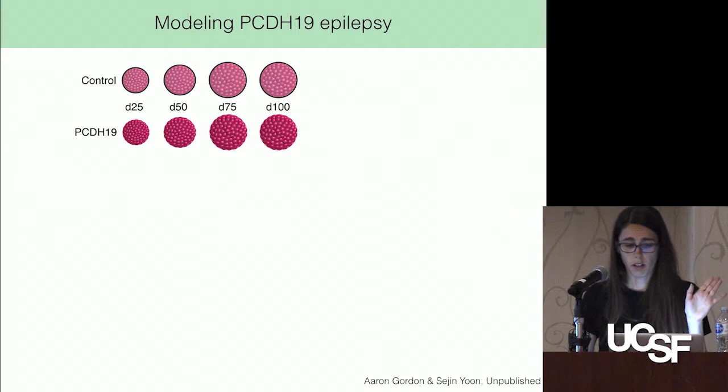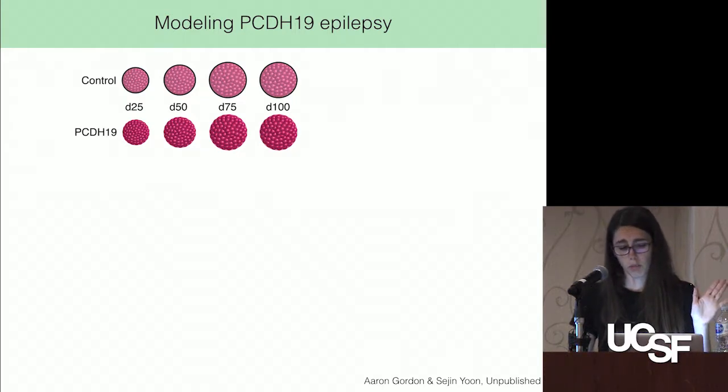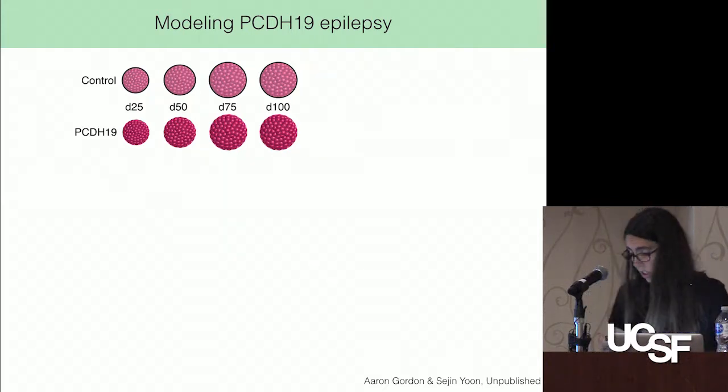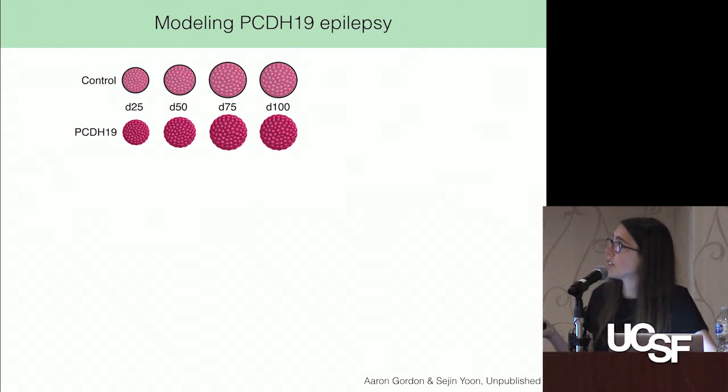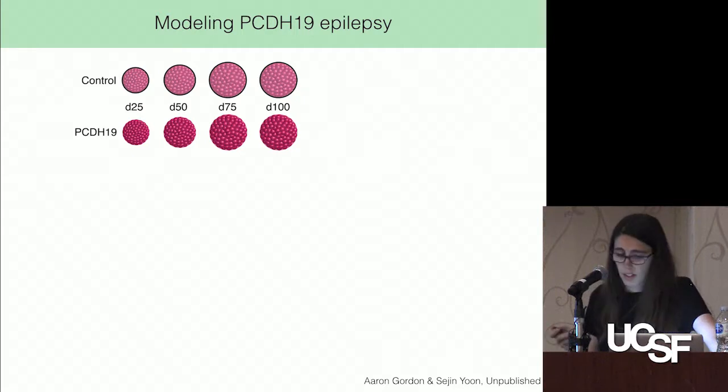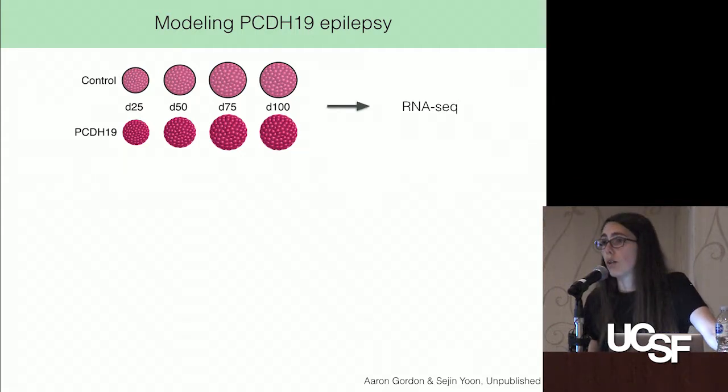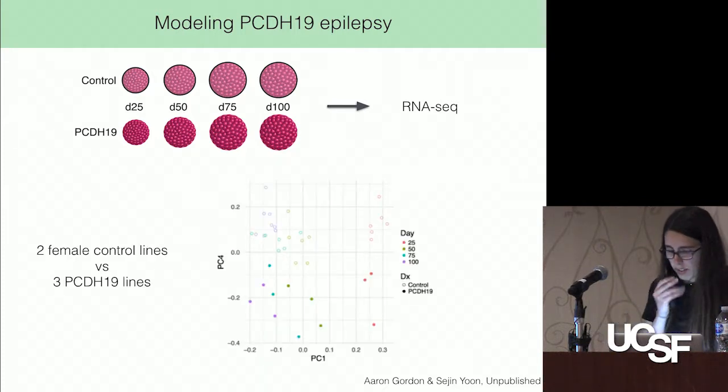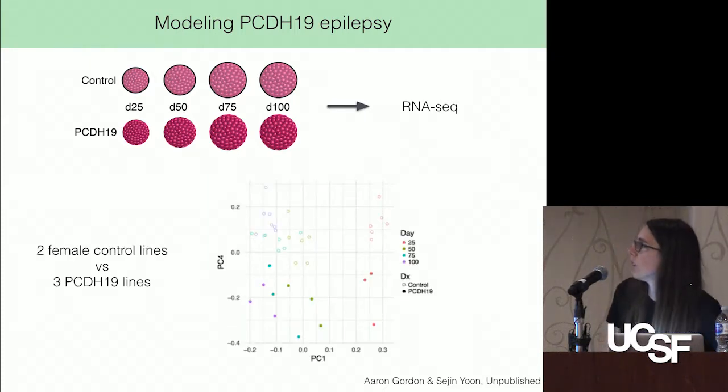We generated spheres from 2 control females and 3 PCDH19 lines, which were actually derived from 2 patients. Then we collected the spheres every 25 days for 100 days, and then went on to do whole genome RNA sequencing.